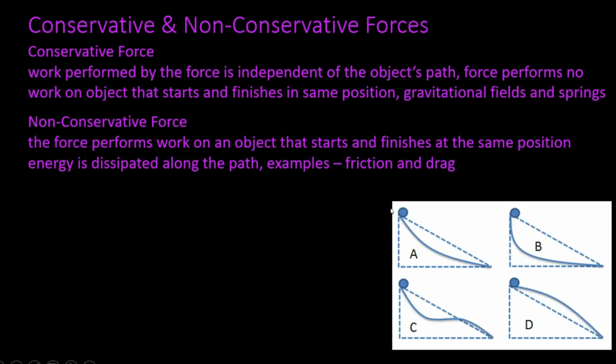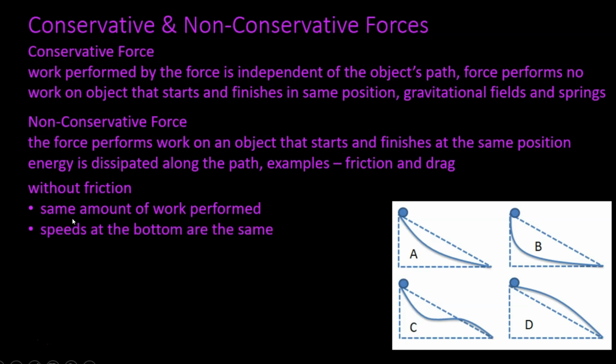So let's take a look here. We've got 4 different inclines. The balls all start at the same height and they'll all end at the same height. Without friction, in other words, with only the conservative force of gravity acting on it, the same amount of work is performed in all 4 instances as the ball rolls down to the bottom, and the ball will be at the same speed at the bottom of the ramp in all 4 cases.